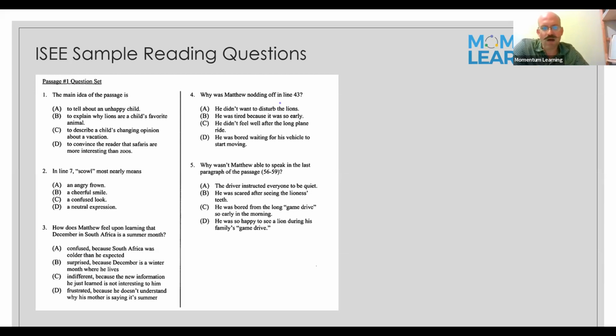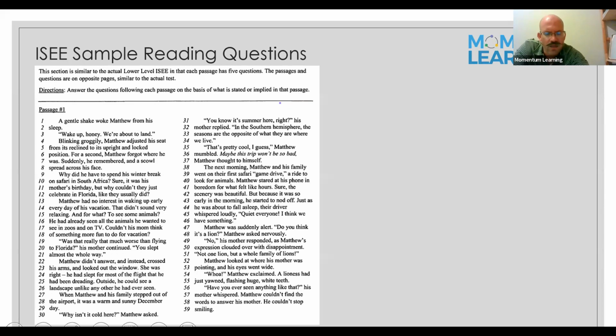Let's look at number 5. Why wasn't Matthew able to speak in the last paragraph of the passage? So we're looking for a reasoning, or a cause and effect, for why he isn't able to speak. Why is he not talking? So looking at it, the driver instructed everybody to be quiet. Let's go check.